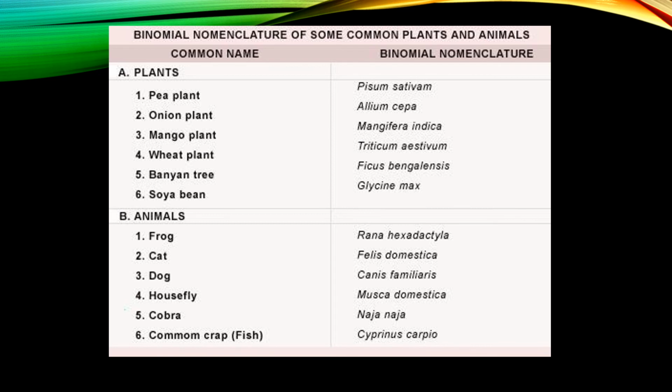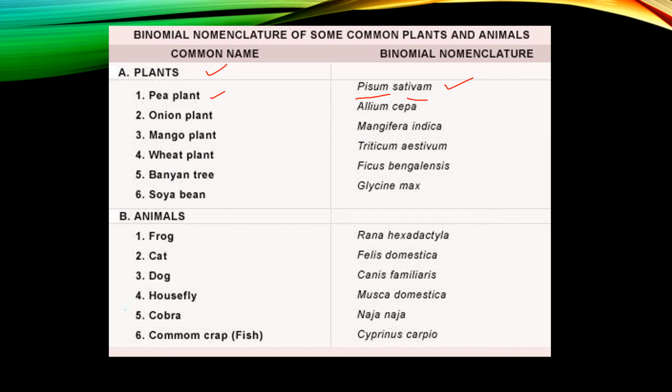Now, here is a list of the binomial nomenclature of some plants as well as animals. The first part is plants. For example, the pea plant's binomial nomenclature or scientific name is Pisum sativum. Here Pisum is the genus and sativum is the species. So P is capital, s is small letter.